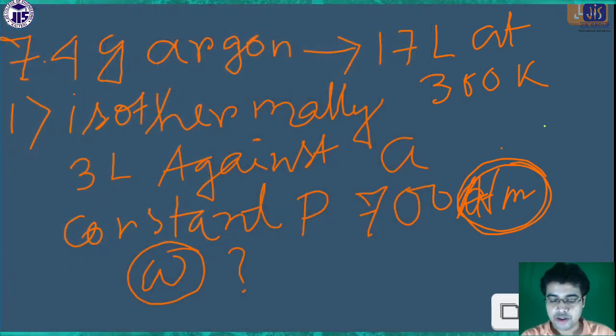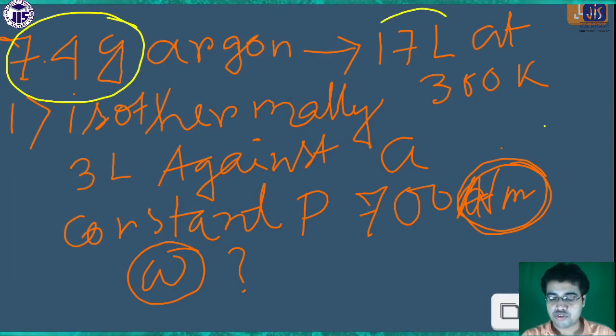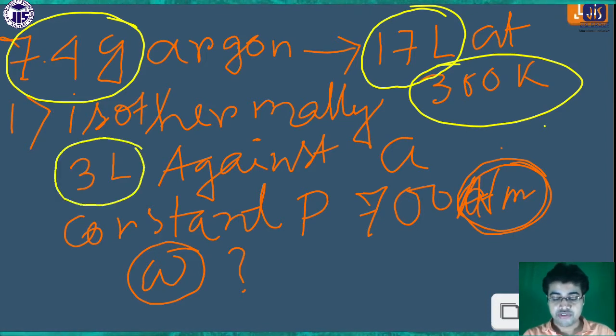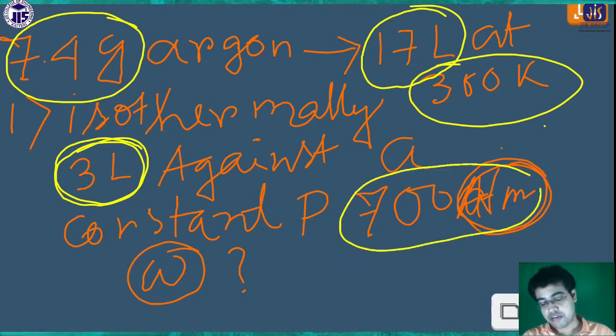So first of all, 7.4 gram is the amount of argon, at first of all 17 liter at 300 K. So this is given. Then isothermally against a constant pressure, that means irreversibly. It expands irreversibly up to 3 liter against 700 atmospheric pressure. Then what will be the work done?